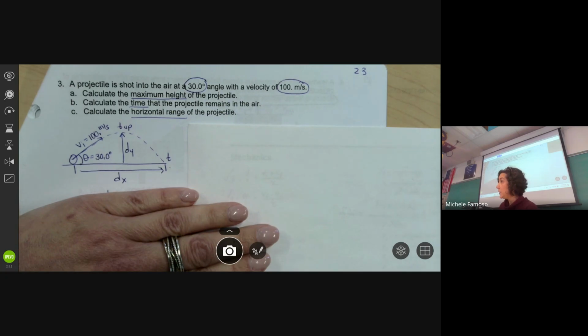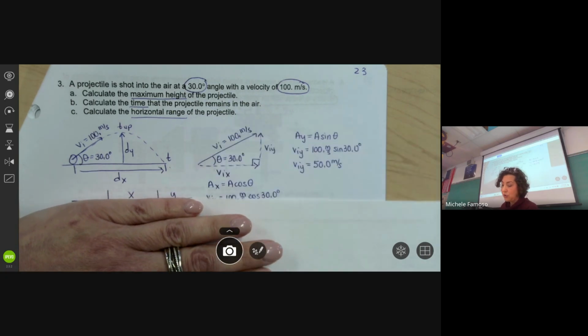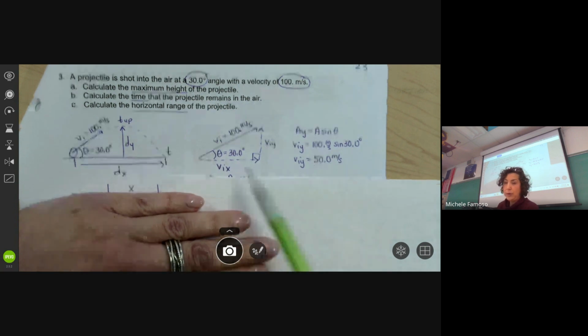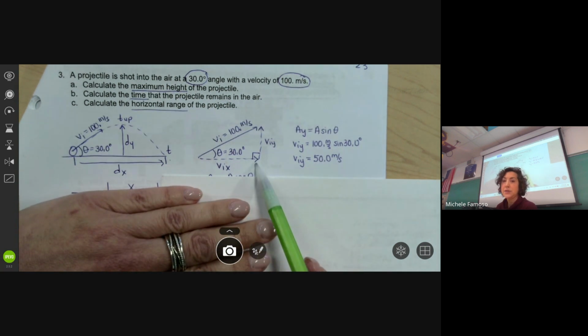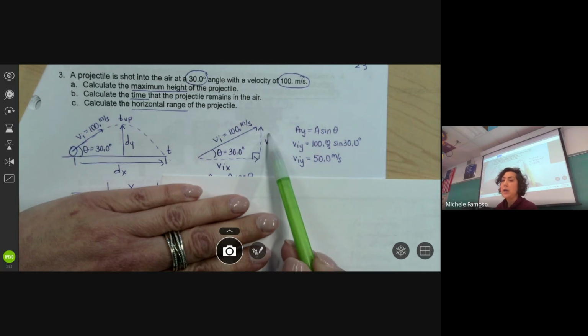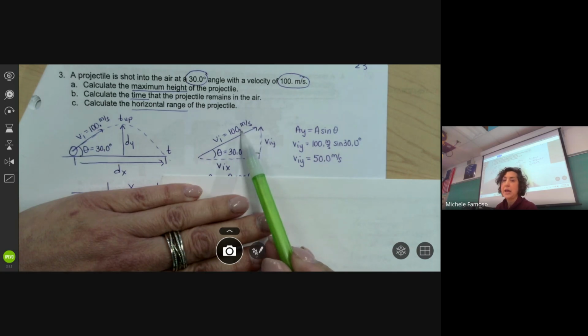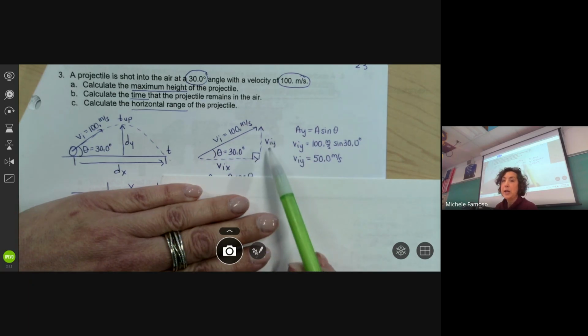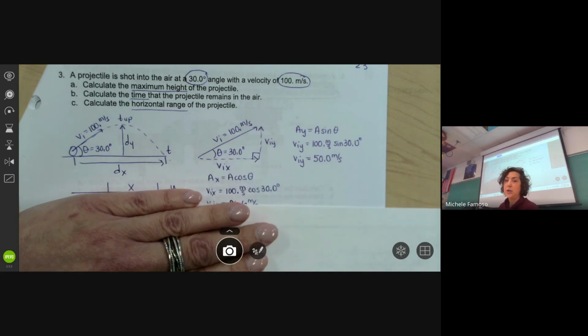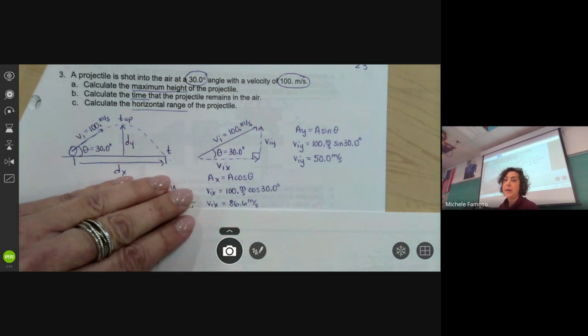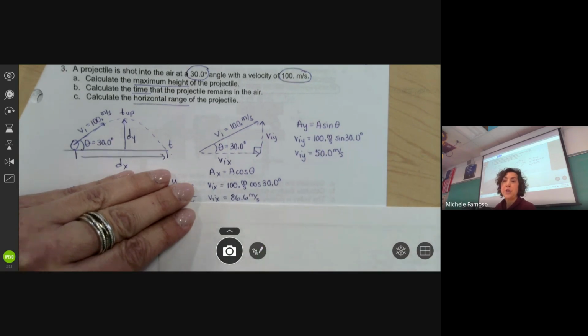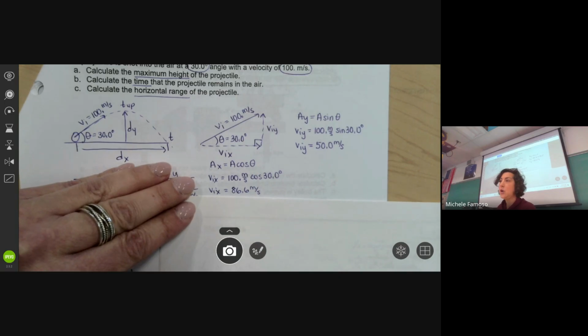The first thing you should have done is redrawn that to show the right triangle, where we've got our right triangle with the VIX to the right, the VIY going up. The VI is the hypotenuse at 100 meters per second, and the angle theta, which is 30.0 degrees. Now you got to break it up and find the VIX and the VIY using the equations we checked off on page 6 on Thursday. To get the VI in the x direction, you should have written the equation AX is A cosine theta.